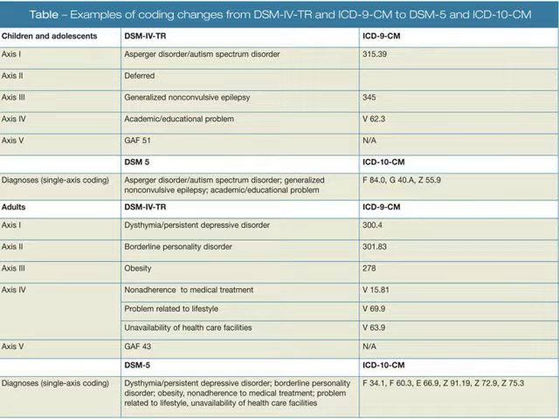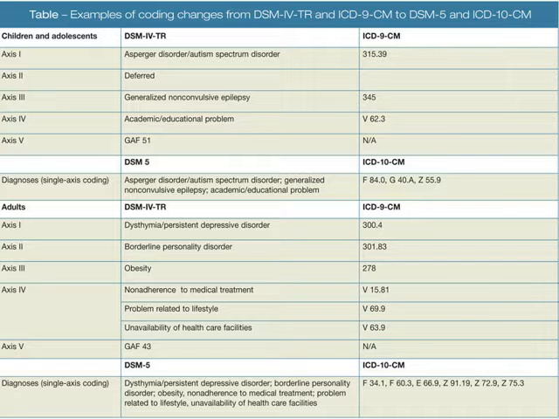DSM-5. So the same case, now we're looking at DSM-5 coding for this. So we have single axial coding. So we have Asperger's disorder / autism spectrum disorder, semicolon. Generalized non-convulsive epilepsy, semicolon. Academic educational problem. You can see here how this is just more easily defined. It just has a better flow to it.